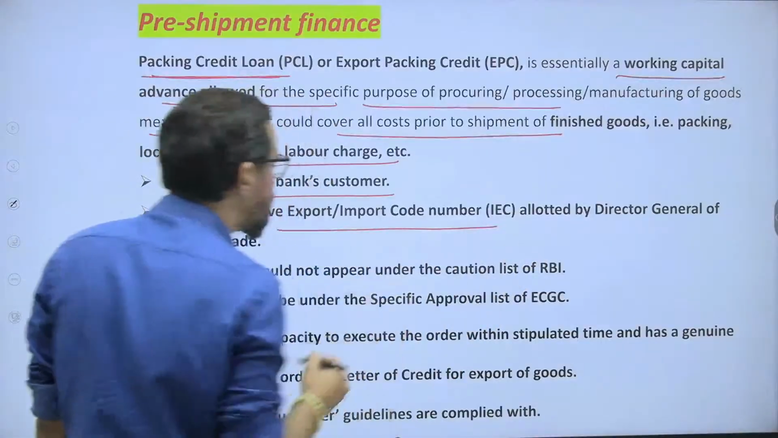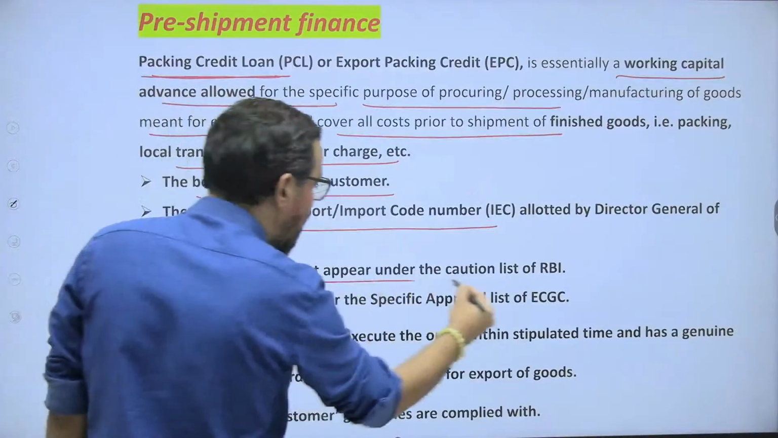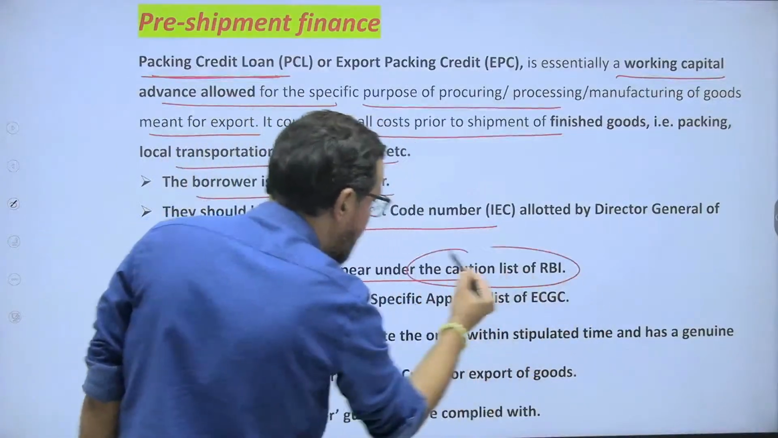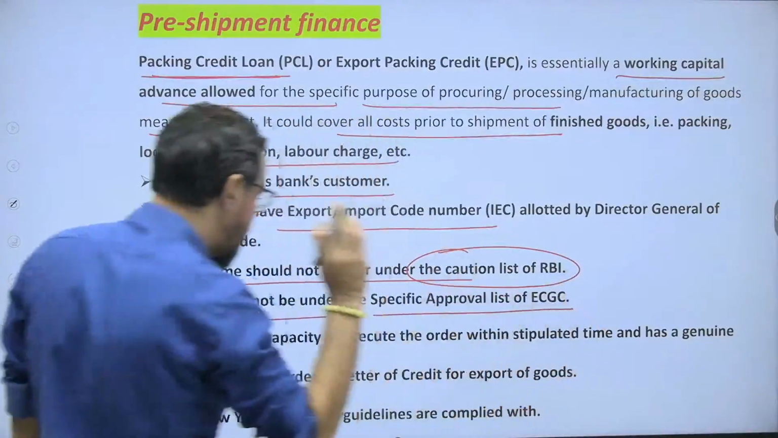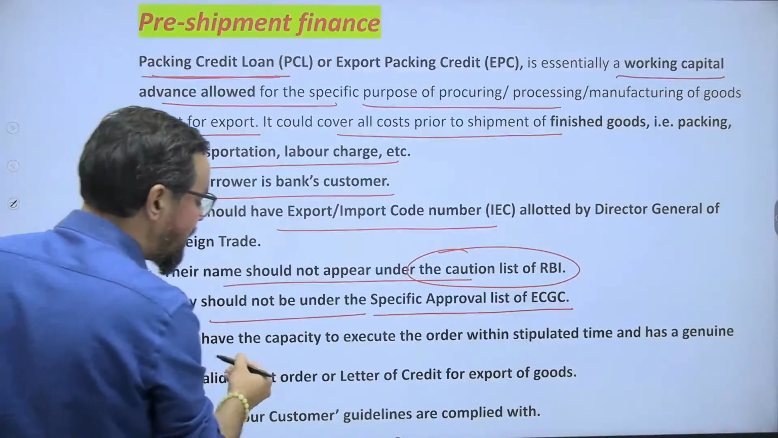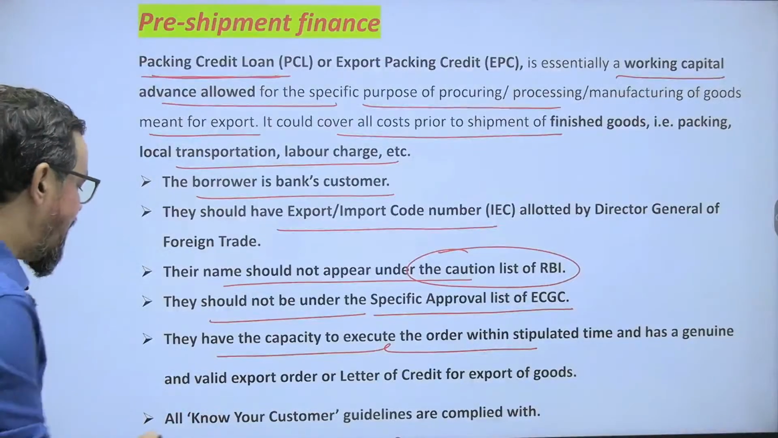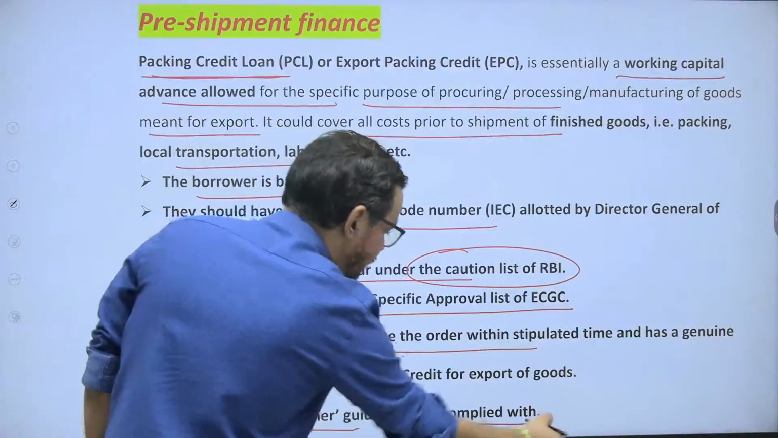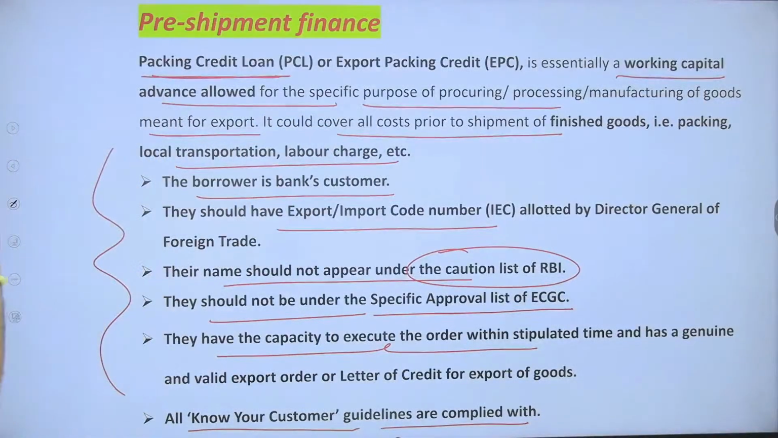They should have export import numbers, IEC numbers. Their name should not appear in the caution list of RBI. They should not be under the specific approval list of ECGC. They have the capacity to execute the order within the stipulated time duration, and KYC guidelines are complied with. So these are the conditions. If any exporters are applying for pre-credit shipments, these are the guidelines. They have to meet these particular guidelines.